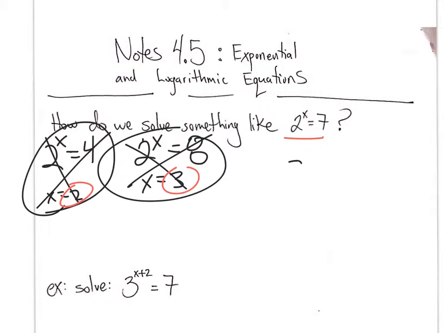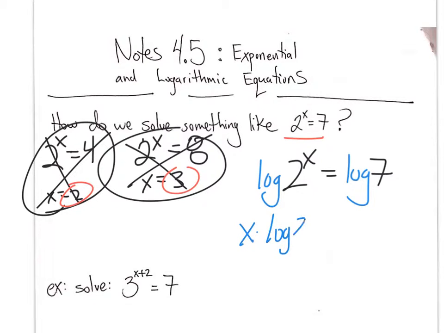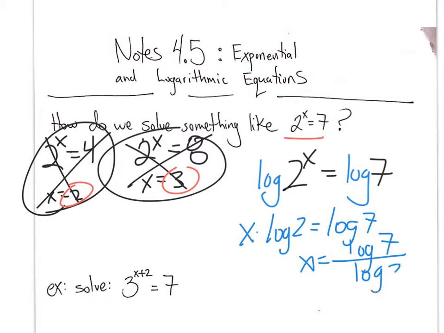So here's how we solve. 2 to the x equals 7, and if we take the log of both sides, this could be common logarithm, meaning base 10, or we could use natural logarithm. But the bottom line is that the exponent can come out as the coefficient, so we end up with x times log 2 equals log of 7. We can then divide, so we get x equals log of 7 divided by log of 2.